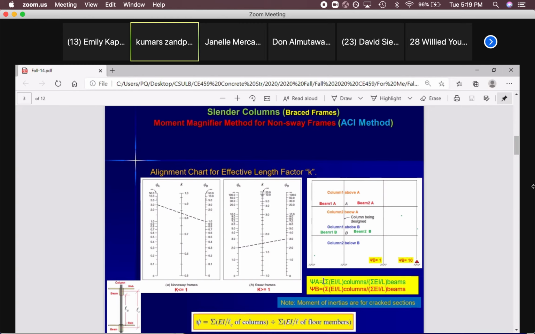That's it. What's the equation? Sigma EI over L for all the columns that are coming to A. Look at it, this is for A. How many columns are coming to A? As you can see, column 1 above A, column 2 below A. So we have 2 columns coming to A. So we know the moment of inertia. Moment of inertia around what?